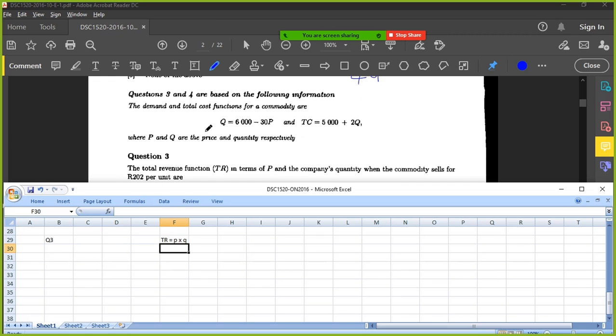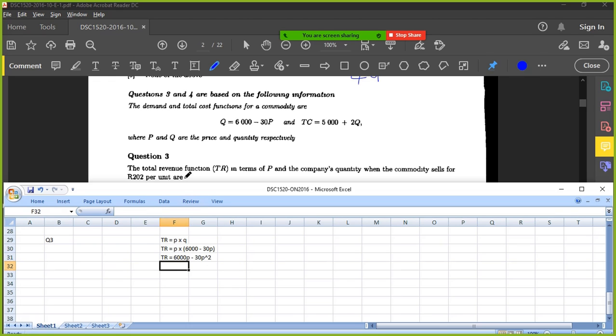If you look at what they've given you, P and Q are the price and quantity. So you have P is P, and then Q is 6,000 minus 30P. Is that all right? Okay, and then you just multiply out, so you'll get 6,000P minus 30P squared.